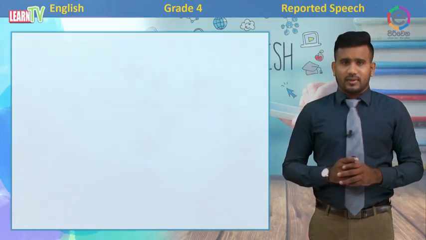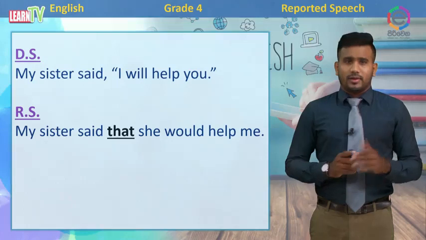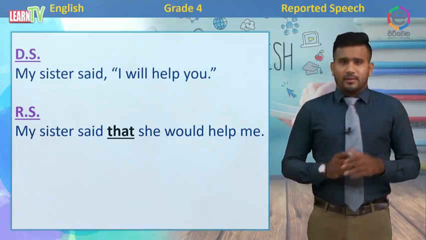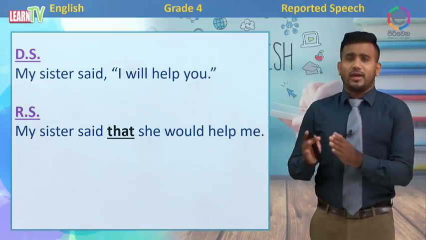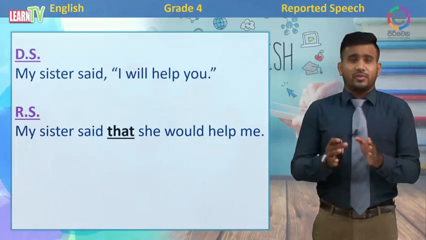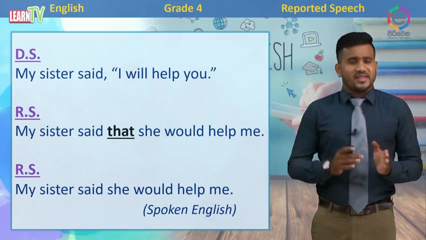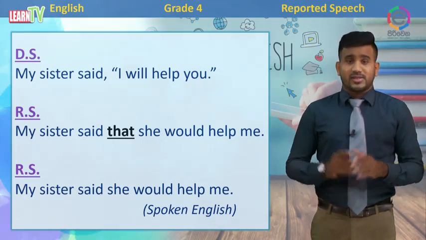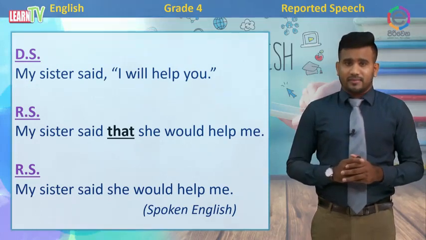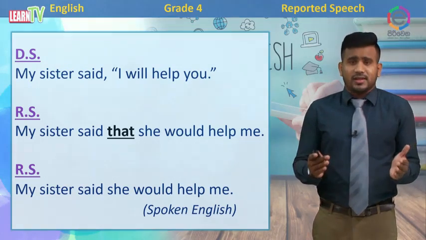Direct speech. My sister said, "I will help you." Reported speech. My sister said that she would help me. "My sister said" is the introductory clause. "She would help me" is the reported clause. The conjunction word that has been mentioned between the introductory clause and the reported clause. In spoken English, you can say it without using the conjunction word that. That means using the word that is superfluous in spoken English. Superfluous means not necessary.